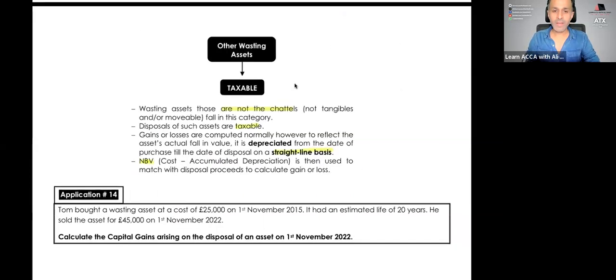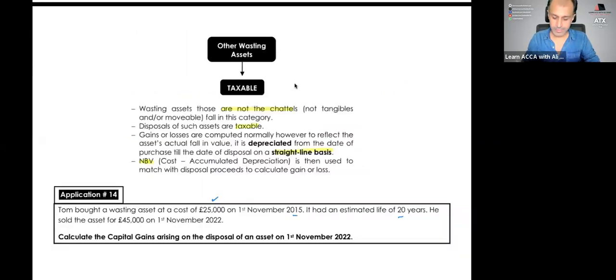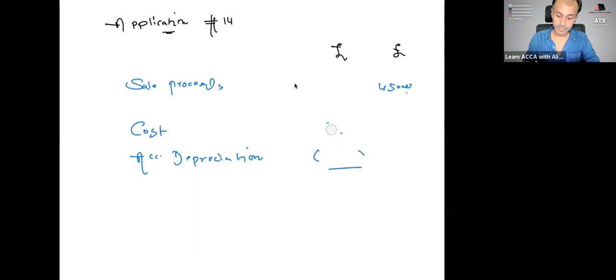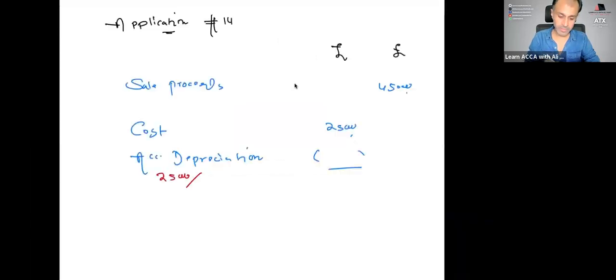Tom bought a wasting asset for 25,000 on 1st of November 2015. It had an expected life of 20 years. He sold that asset for 45,000 on the 1st of November 2022. So 45,000 is the proceeds. The cost is given as 25,000, and the life mentioned is 20 years.